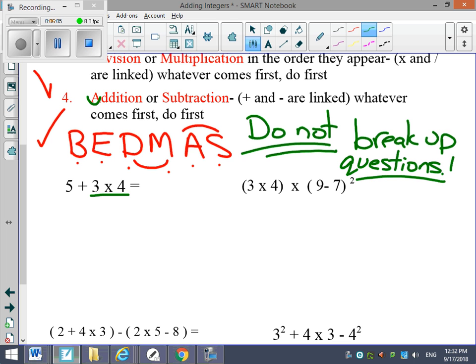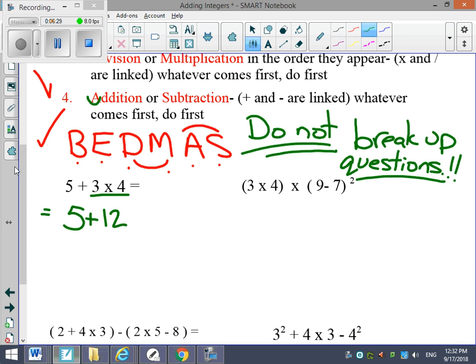It will hurt you. So instead, what we're going to do is write in the same order the stuff that we're not doing. So I'm not going to touch that 5 yet, so I will write on my next line 5. But I am going to do this 3 times 4. And 3 times 4 is 12. So that's my first line, what I'm doing.